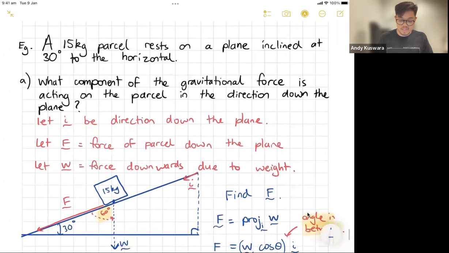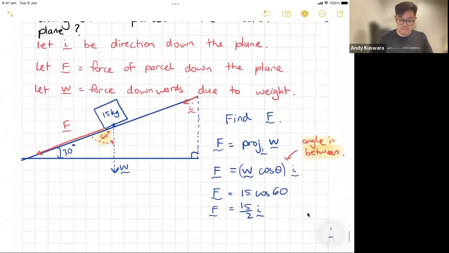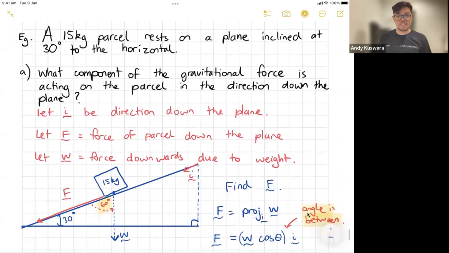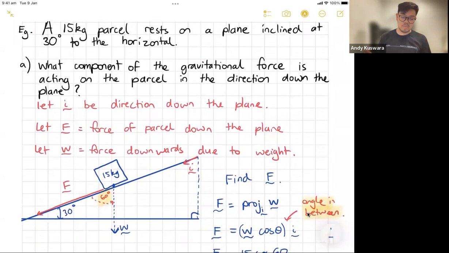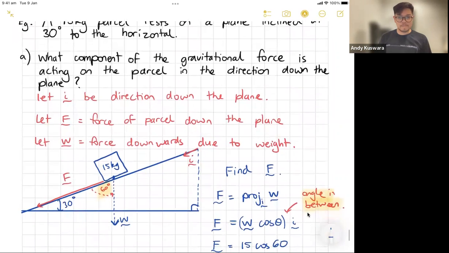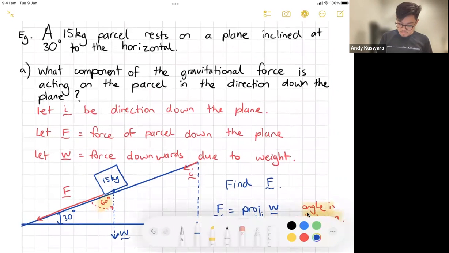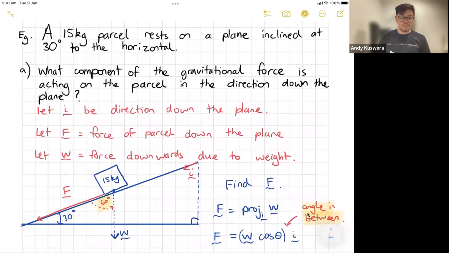Oh, looks like I've left this here. Maybe I'll just leave it so we can see what's going on. It says here, a 15 kilogram parcel rests on a plane inclined at 30 degrees to the horizontal. What component of the gravitational force is acting on the parcel in the direction down the plane? Now, it looks like I've left this in here, but maybe it's a good thing. So what I've done here, the first step, maybe I'll make a little highlight as I go, is I started labeling.